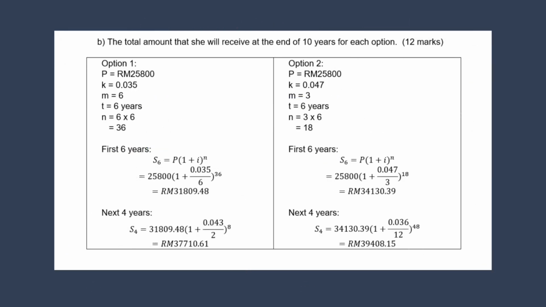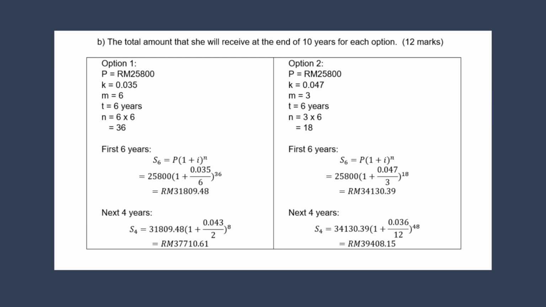Next, question 1B. For option 1, for the first 6 years, we use the formula S6 equals P(1 plus i) to the power of n, equals 25,800(1 plus 0.035 over 6) to the power of 36, equals 31,809.48. Using the same formula for the next 4 years, S4 equals 31,809.48(1 plus 0.043 over 2) to the power of 8, equals 37,710.61.